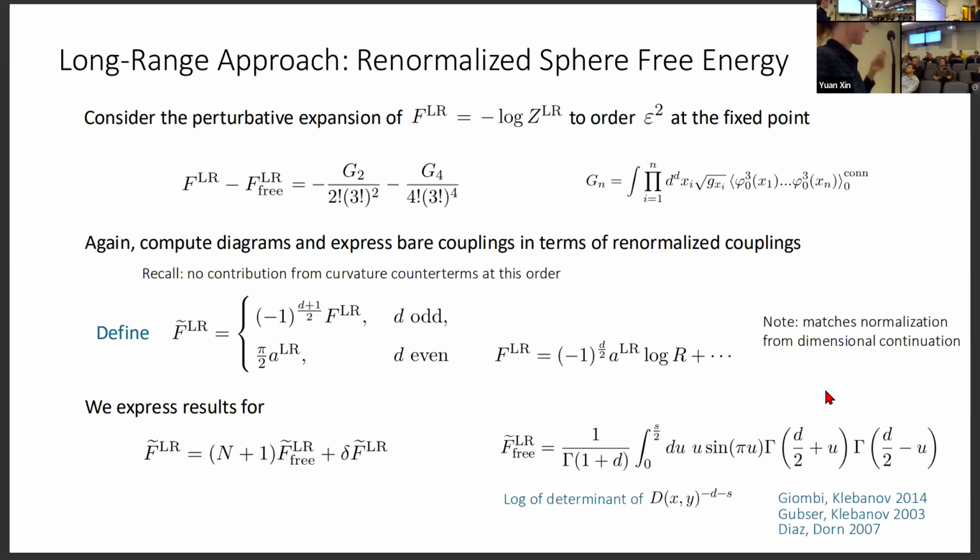And so we can express our results for this long range F tilde as the sum of the free F tilde in the long range model, plus this delta F tilde, which comes from computing the G2 and G4 contributions, where this F tilde for the free scalar in the long range theory is just a functional determinant of this inverse d xy.